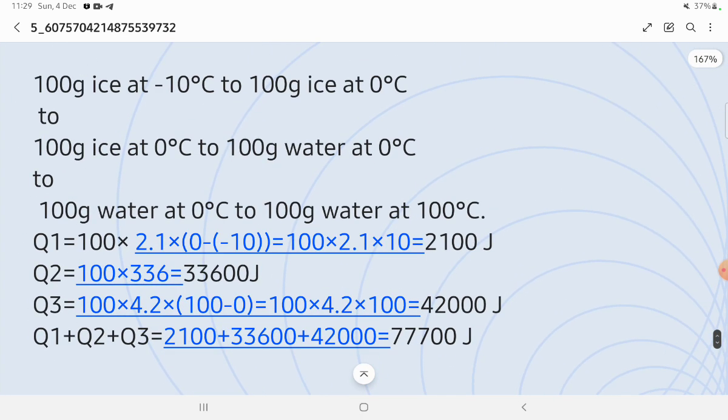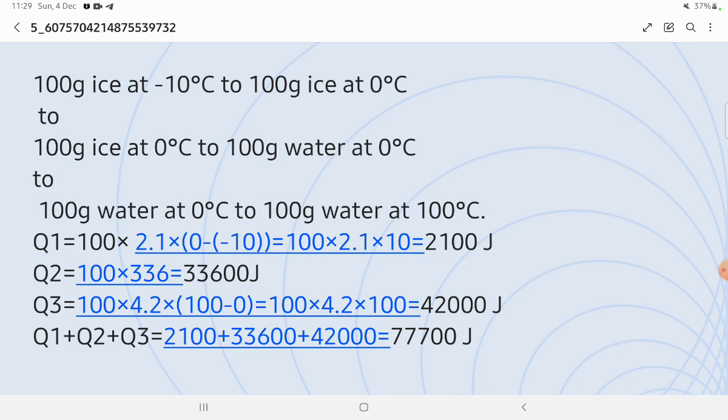minus 10 to 0 degree. So here it will be mc delta T, because change in temperature takes place, and here it's the change in temperature of the ice. That means you have to take the specific heat capacity of ice, that is 2100 joule per kg. Here it is given in gram, so we have to take 2.1 joule per gram.